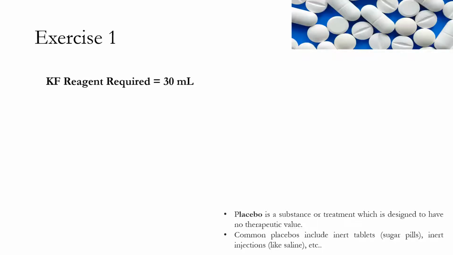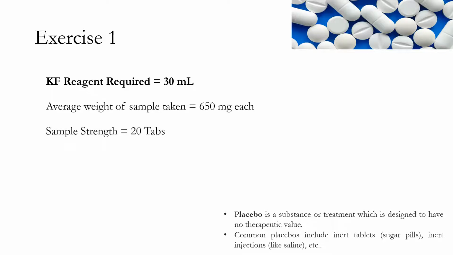Here you can see, if we take it as an exercise, we can calculate how much water is contained in the tablets. We have taken 3 samples, 1, 2, 3, because we need to take the average from the samples selected, 3 samples, 5, 20 samples, whatever it is. The KF reagent required for this tablet to absorb is 30 ml. Average weight of the sample is 650 milligram. And the total strength of tablets is 20. Out of 20, we are taking 3 tablets.